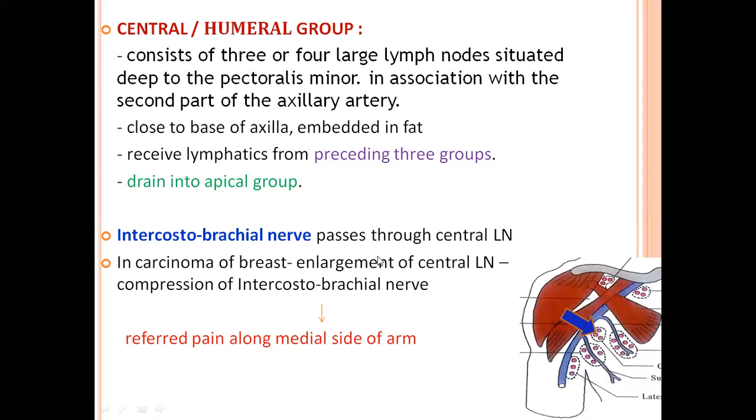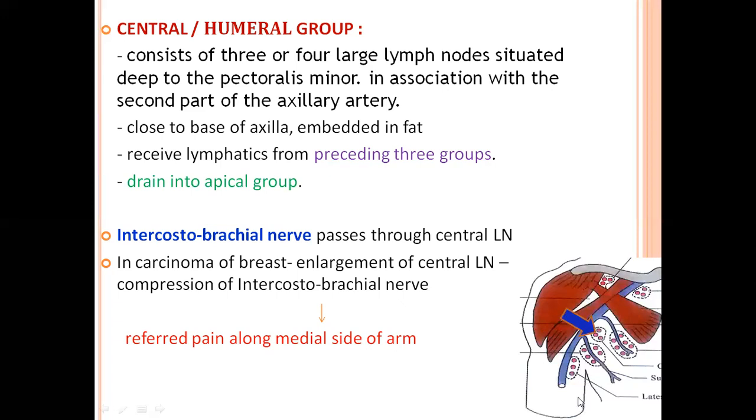Then the intercostobrachial nerve, if you remember, I told you on the medial aspect of the axilla there is the T2 nerve. That is the intercostobrachial nerve, which pierces the thoracic cage. So that nerve passes through the central group of lymph nodes. That's why in carcinoma of breast, enlargement of the central group of lymph nodes and compression of the intercostobrachial nerve is seen, because of which there will be referred pain along the medial side of the arm.